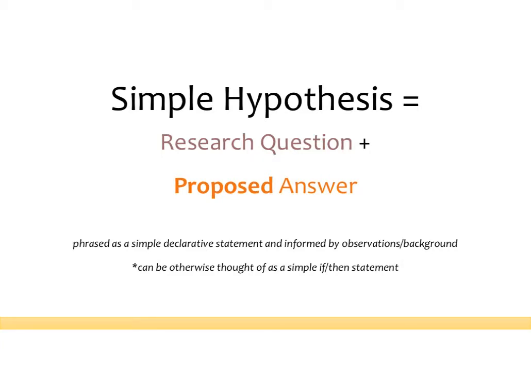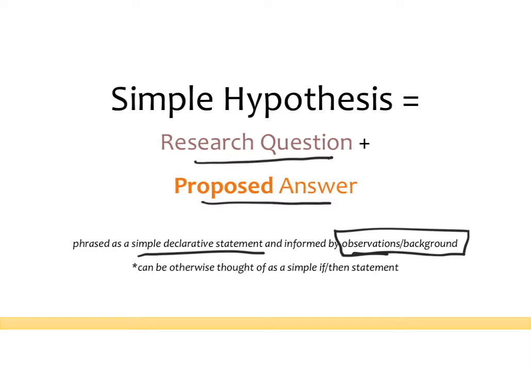Okay, so now that we understand how to make our question, let's talk about how to develop a hypothesis for that question. A simple way to think about a hypothesis is as a statement that encompasses your research question and your proposed answer. So a simple declarative statement that is informed by observations and background, as we've talked about. You need to make sure the background lines up. But essentially, assuming the background lines up, it's going to be a simple statement that says, this is my question and this is the answer.